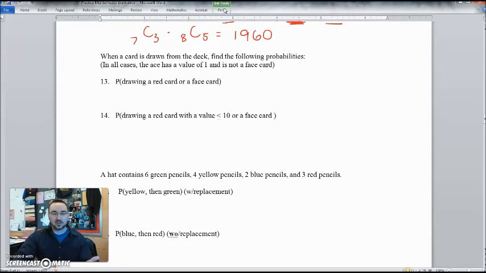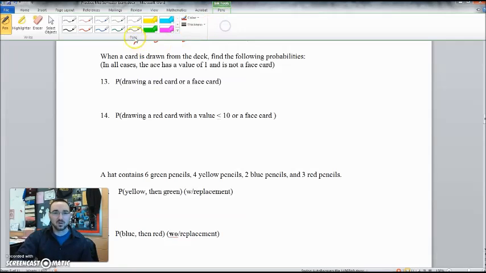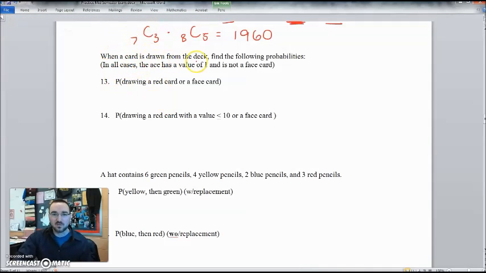So let's go ahead and start talking about this problem. We have this first one. There we go. Okay, this first one says when a card is drawn from a deck, find the probability of drawing a red card or a face card. What does OR mean? OR means that we're going to add the two together.